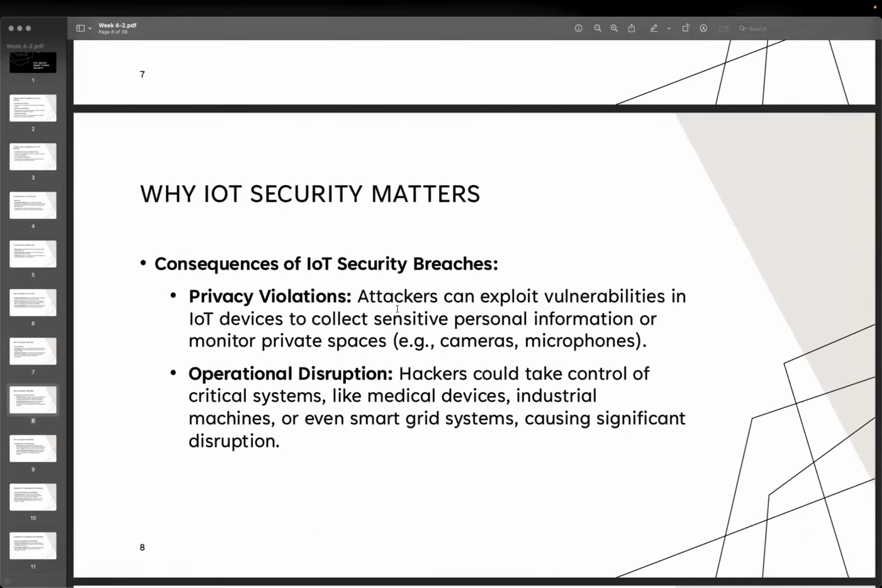Security breaches cause consequences, including privacy violation, because through those vulnerabilities attackers can collect sensitive personal information, or monitor private spaces if we're using cameras or microphones, so they know all our activities. And then operational disruption. They may take control of critical systems, such as medical devices, industrial machines, or smart grid systems, and then we have significant disruption. So that's why here's the problem.